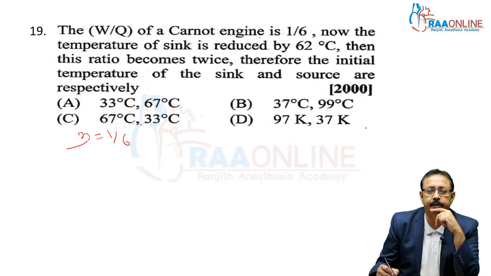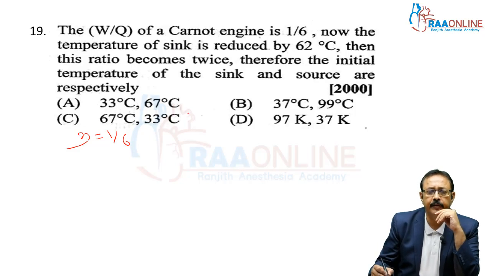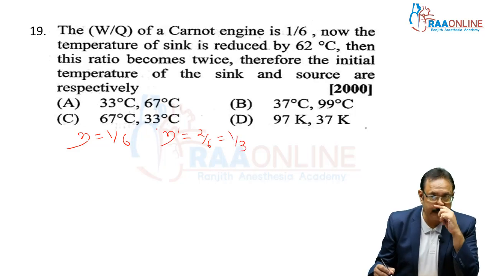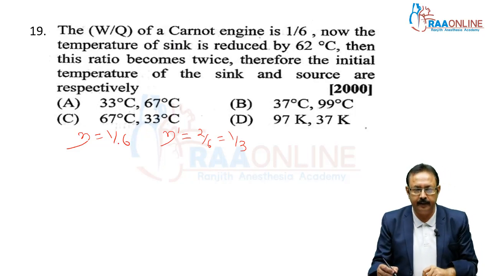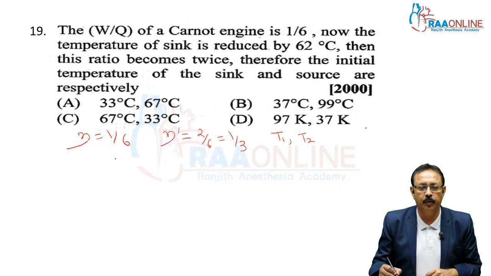When the temperature of the sink is reduced by 62 degrees centigrade, the efficiency becomes twice, which means the new efficiency is twice of this, so it should now be 1 by 3. Therefore, the initial temperature of the sink and source are respectively... Let the initial temperature of source be T1 and sink be T2. We know the formula for efficiency: 1 minus T2 by T1.